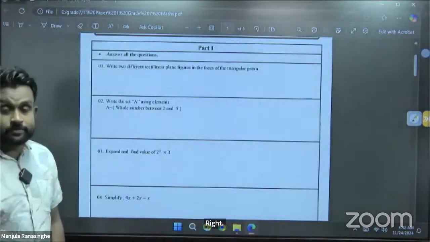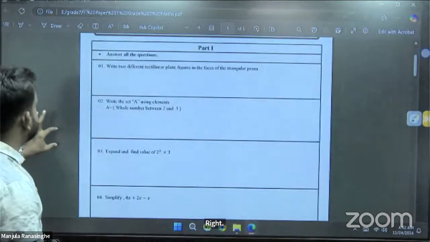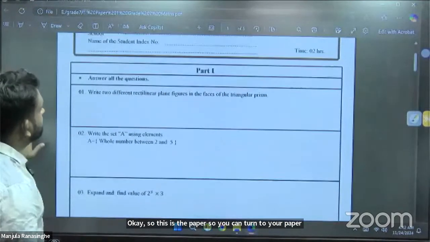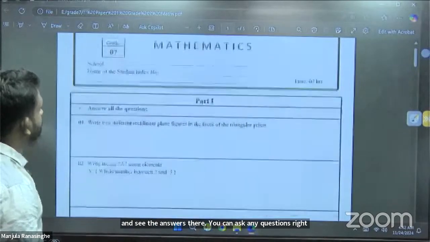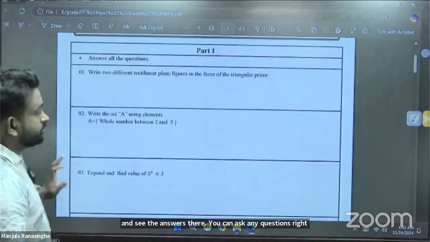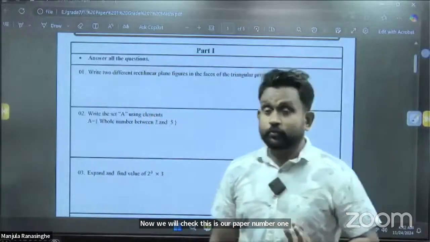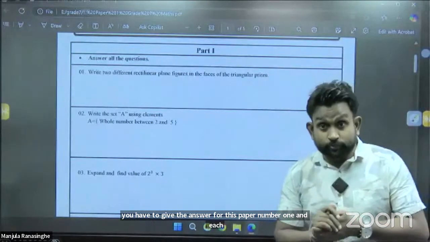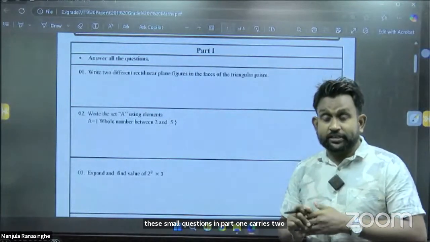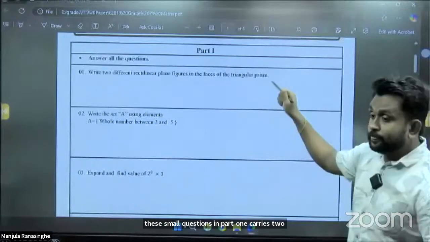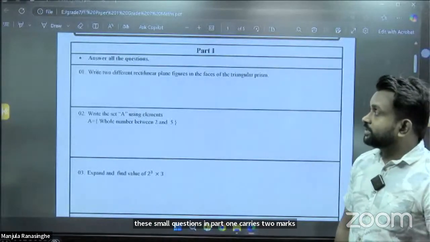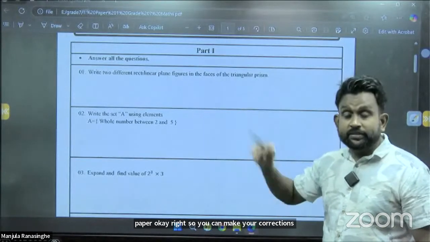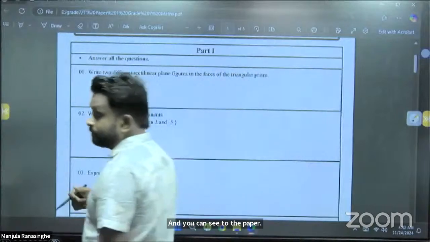Okay, so this is the paper. You can turn to your paper and see the answers there. You can ask any questions, right? Now we will check. This is our paper number 1. You have to give the answer for this paper, and each small question in part 1 carries 2 marks. So you can make your corrections on the paper, right?